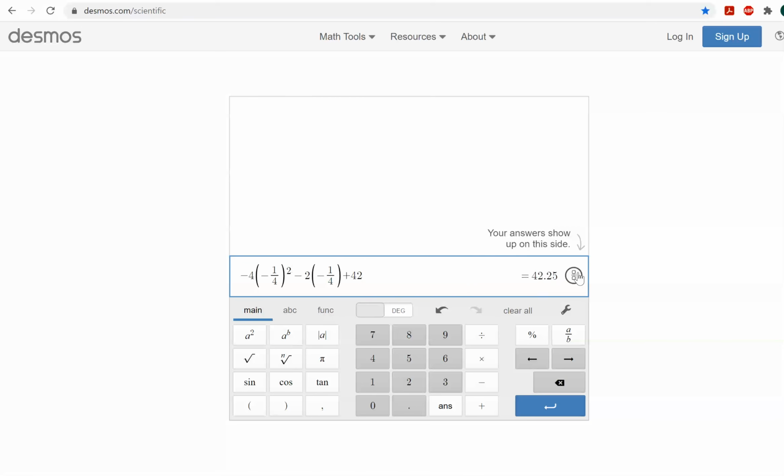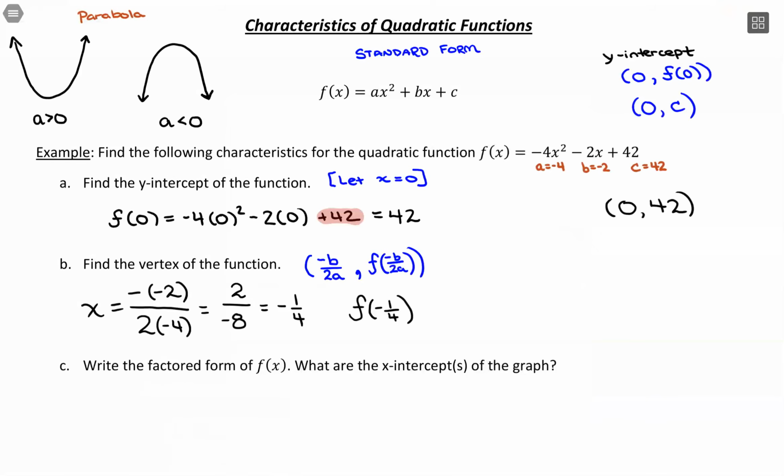And this form is great. If you wanted the fraction form, you could have the converted fraction there. Let's go ahead and use the decimal form, because that'll be easier to graph when we get there. So where I have -1/4, I'm going to think of that more as -0.25, and I could have plugged it into the calculator that way. And then this was a 42.25.